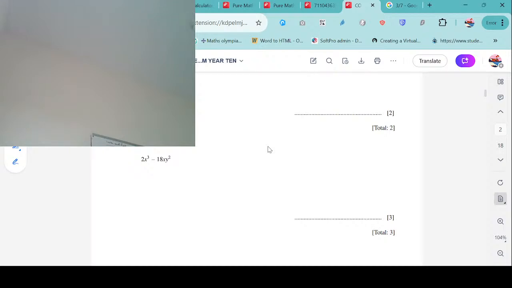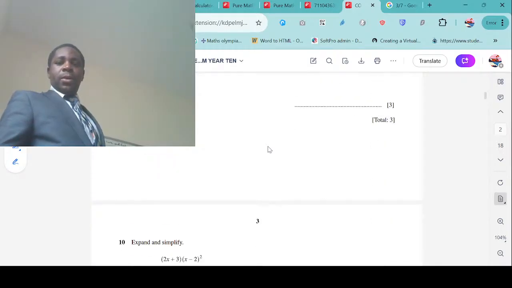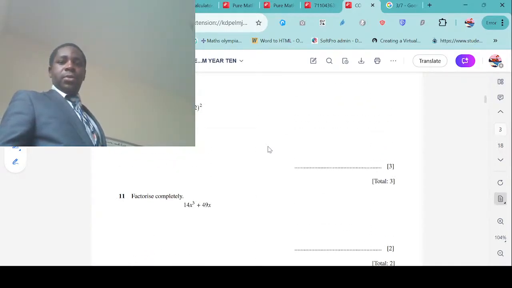So at the end of the day, the factorization of 2x cubed minus 18x y squared will be 2x into x plus 3y into x minus 3y. So when you do this, you have your final answer, which I believe was worth 3 marks, because they know that some students might make mistakes. It's actually not hard if you know what to do.